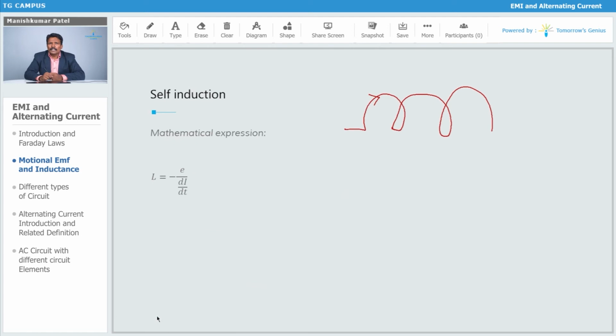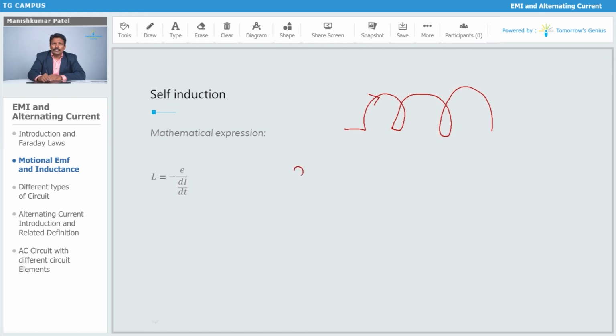So that is the concept of self induction. The EMF is induced into the same coil, and it opposes the motion of the current. The current doesn't achieve its constant value immediately; it will take some time. That is the case for an inductor.